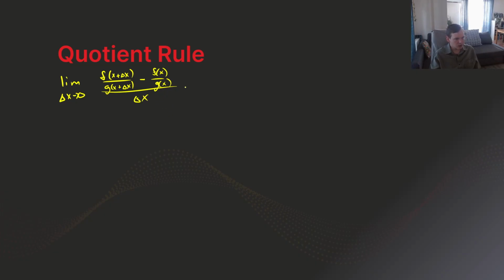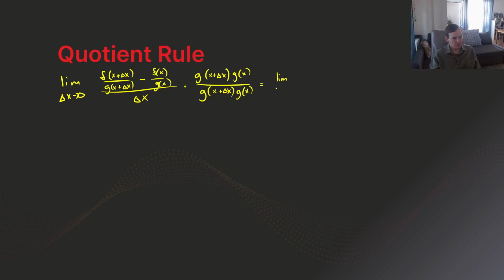Now what I'm going to do here is multiply this whole expression by g of x plus delta x times g of x, and if I'm going to multiply, I also need to divide, or think about it alternatively as I'm multiplying by this fraction that equals 1.